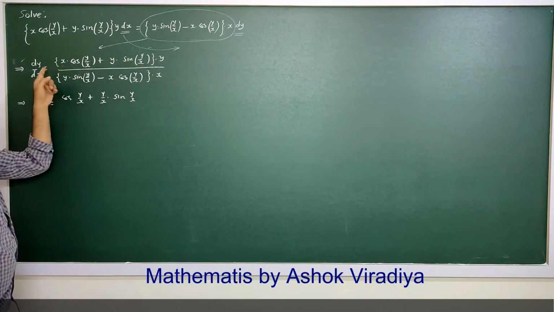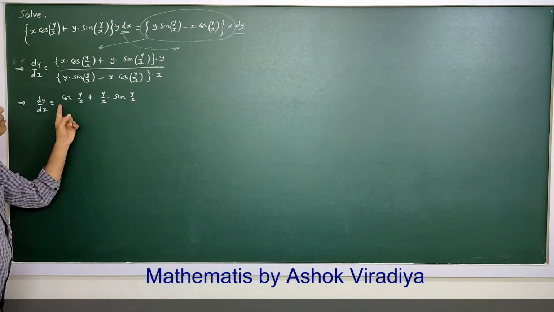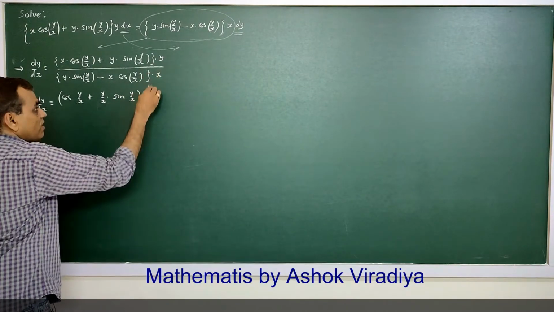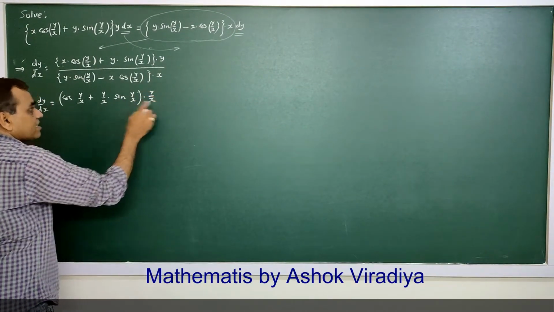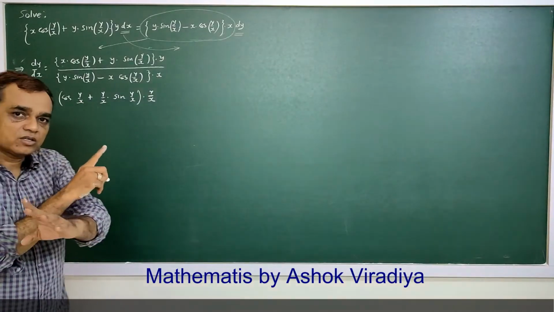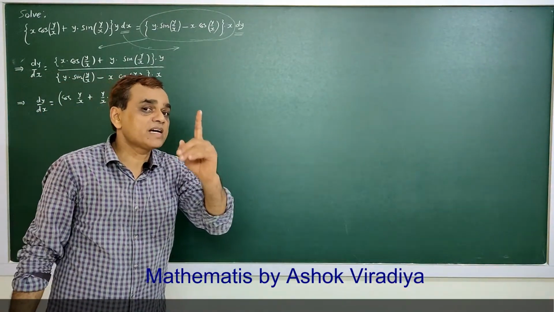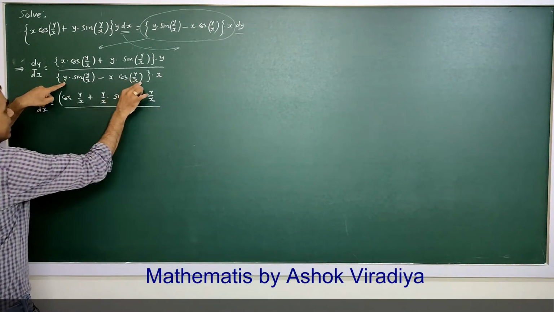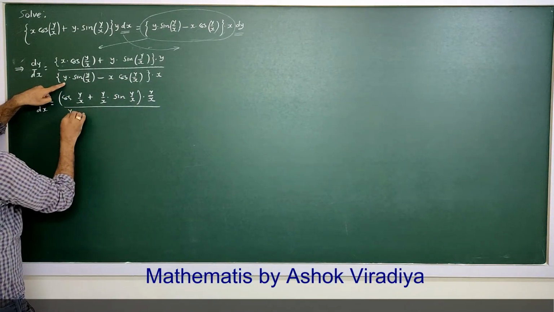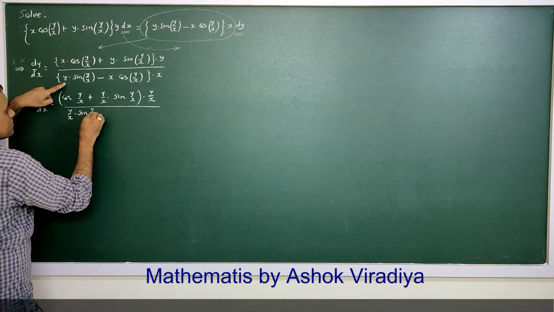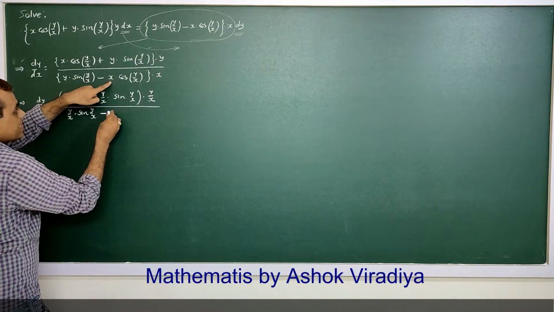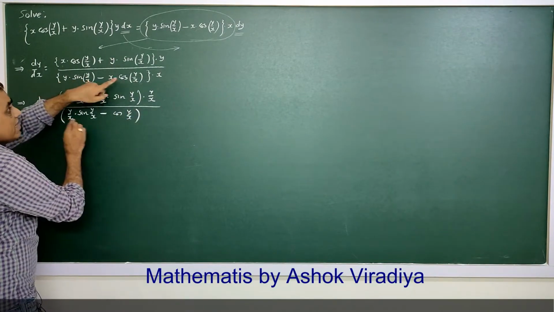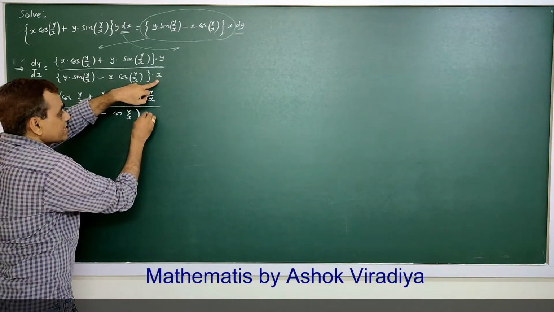So the terms inside the bracket are divided by x, and this y I am dividing by x. So x into x, the numerator is divided by x square. Similarly in the denominator, inside the bracket I divide by x. Dividing by x, this will be removed. So the bracket is divided by x and this x is divided by x, so it is 1.